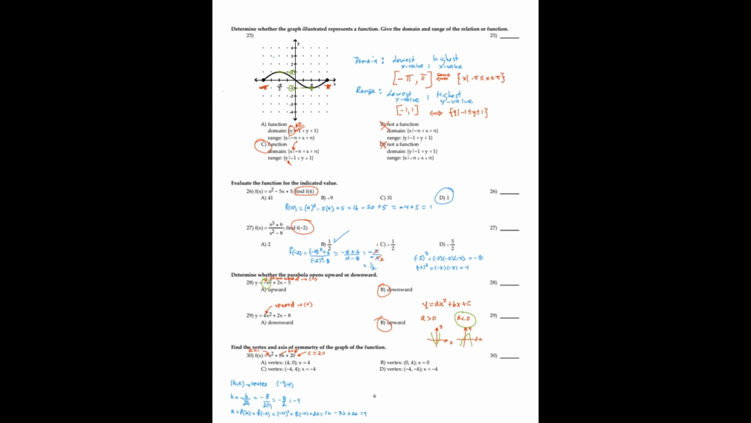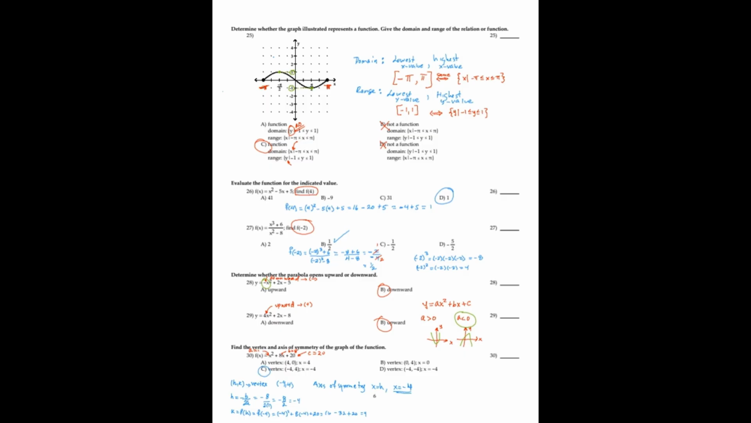Now, what is the axis of symmetry? The axis of symmetry is x equals h. So it's x equals negative 4. It's the equation of a vertical line. So what is the axis of symmetry? Negative 4. What is the vertex? Negative 4, 4. The right answer should be D. No, sorry, C. Come on, I'm going too quick. So it should be C: negative 4, 4 with x equals negative 4.